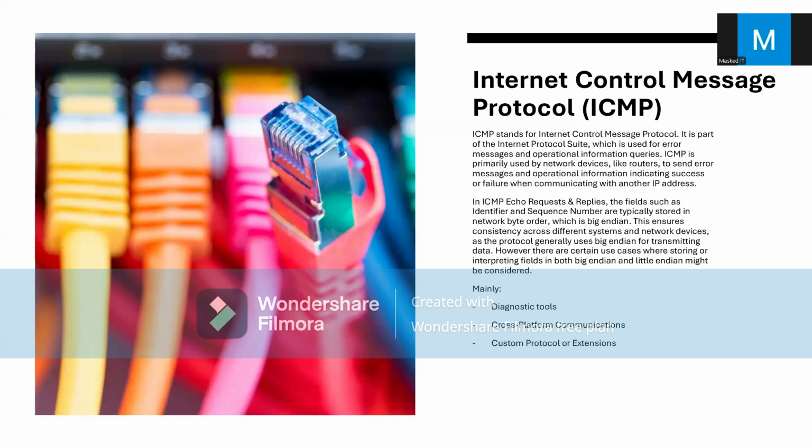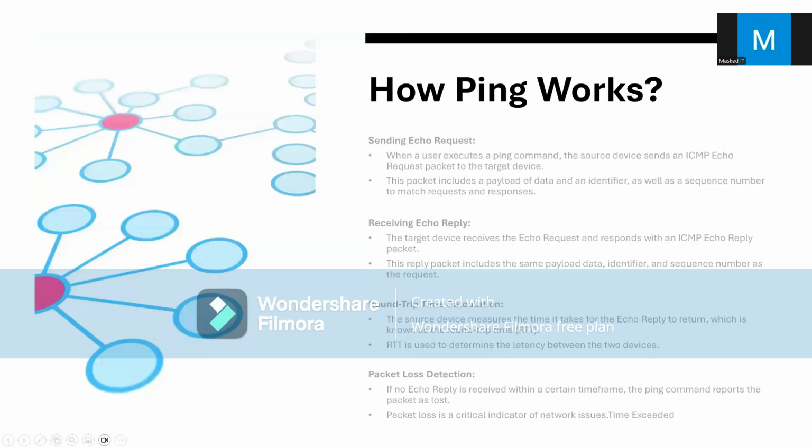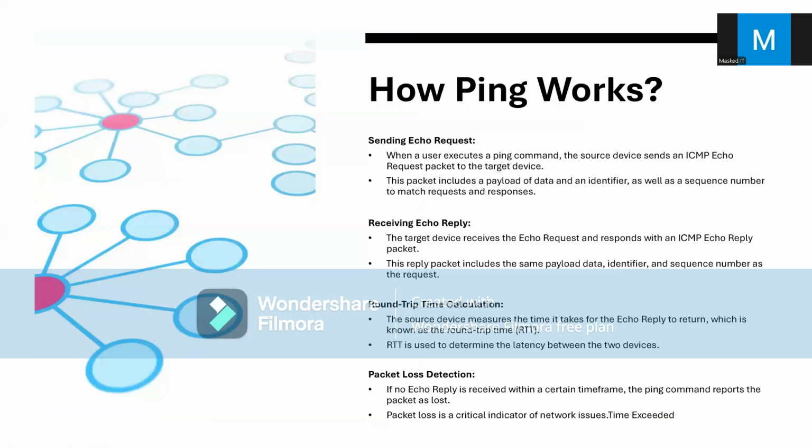All right. So let's go ahead with how ping works. When a user executes the ping command, it will send an ICMP echo request, and that request packet is sent to the target device. If it is in the same network, it goes directly; if it is on a different network, we'll be sending it to the gateway, and that gateway will then, as per the route, forward it to the target device.